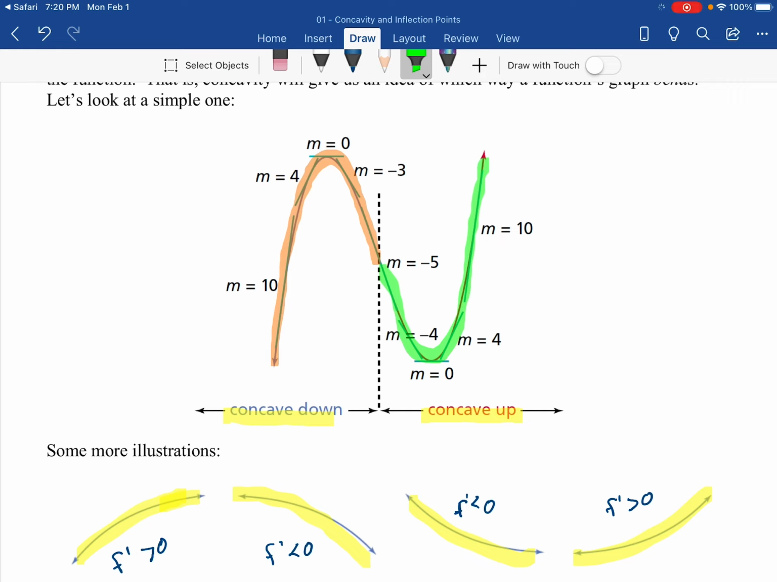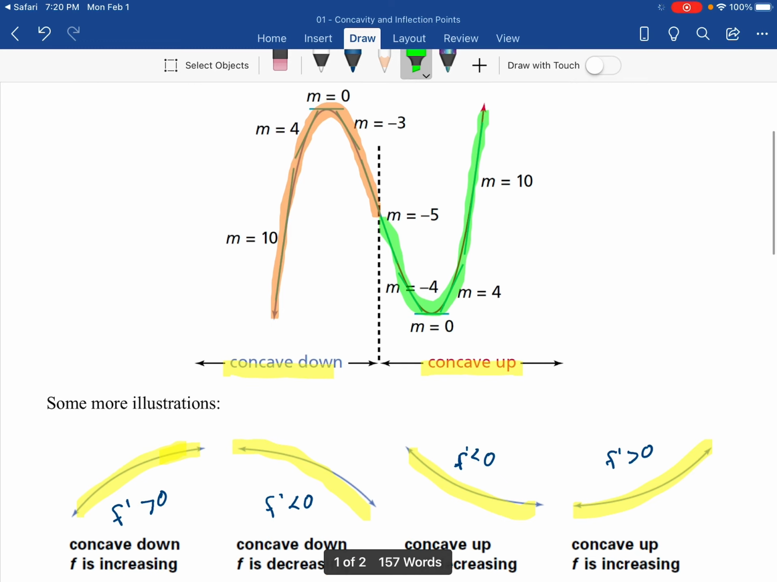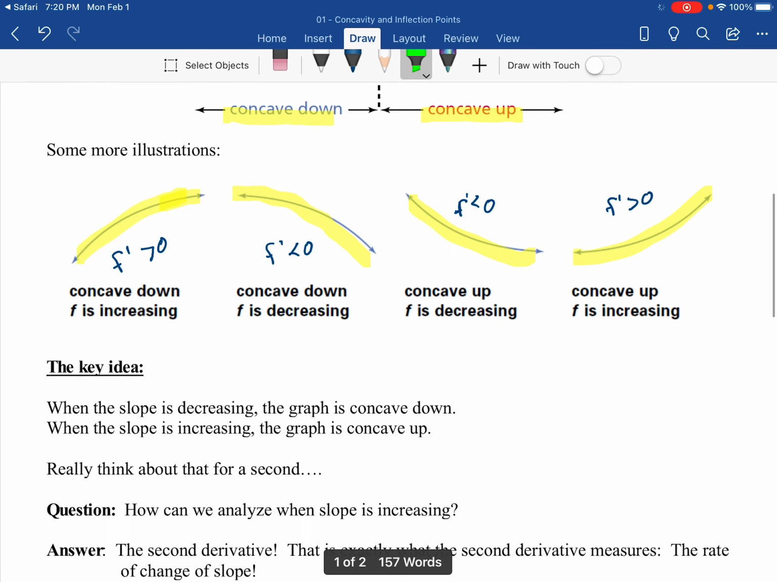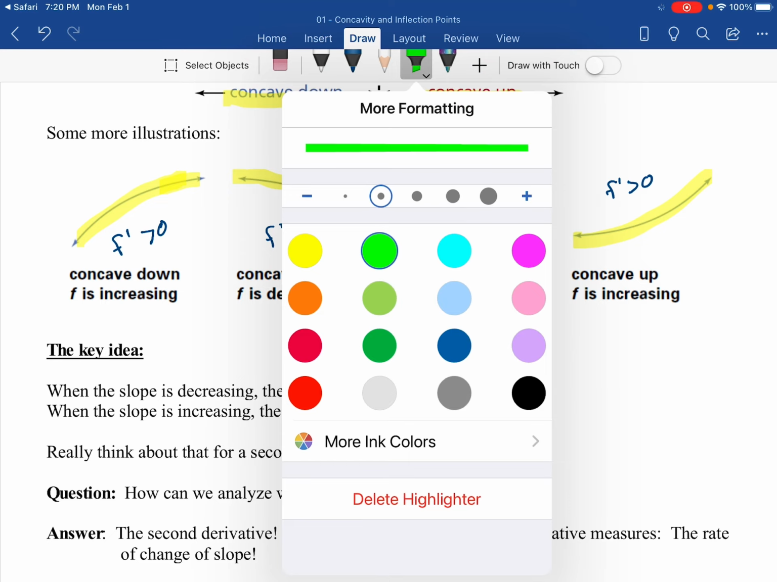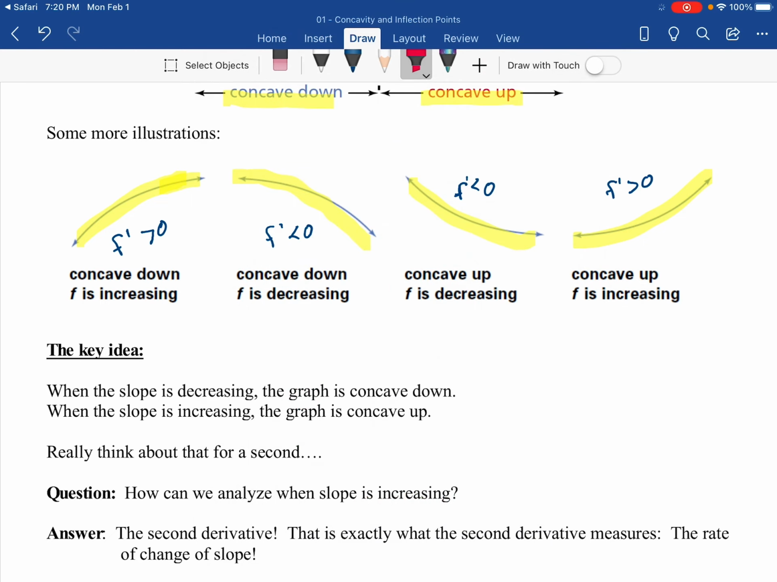When the slopes are getting smaller, we have concave down. When the slopes are getting bigger, we have concave up. That's simple and complicated all at the same time. So the key idea, let me just highlight that in the great red highlighter. Red highlighter means, whoa, this is important. That doesn't mean difficult. It just means important. This is the big moment of the lesson.